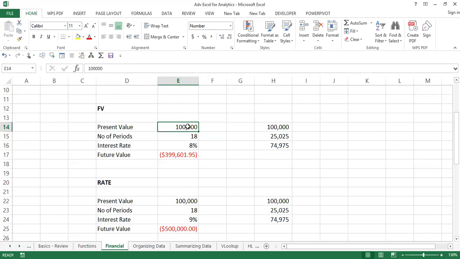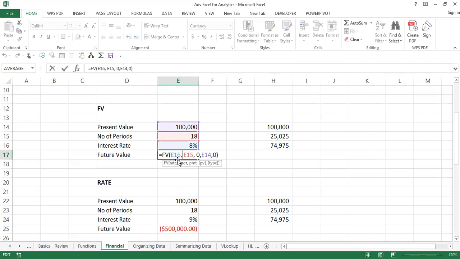This is known for 18 years, 8%. So what is the future value? What will it amount to? So how do we get that? We have to supply the rate, number of periods, payments, present value.